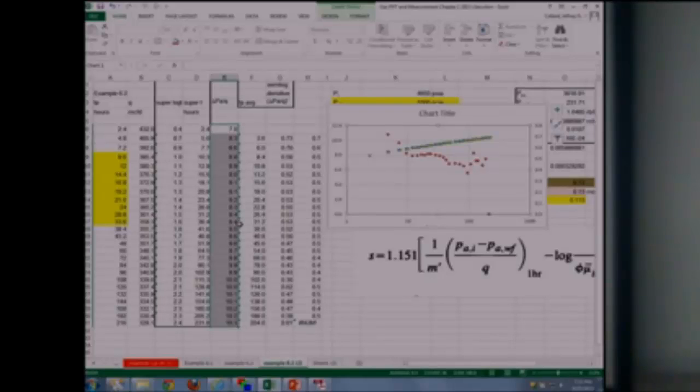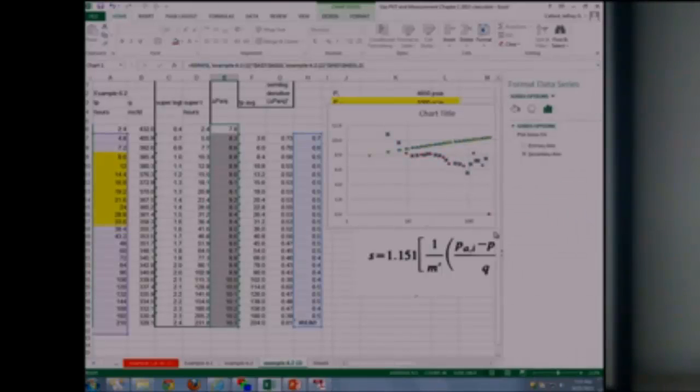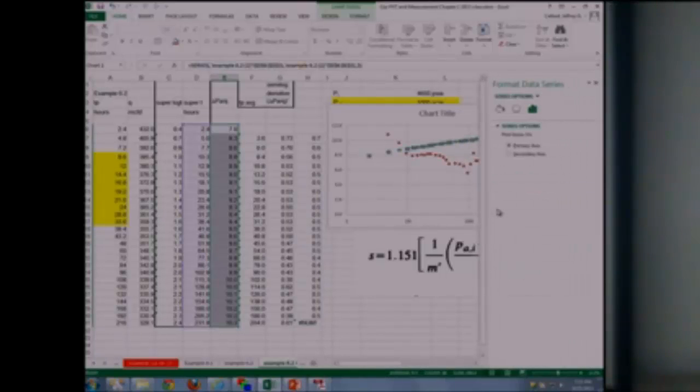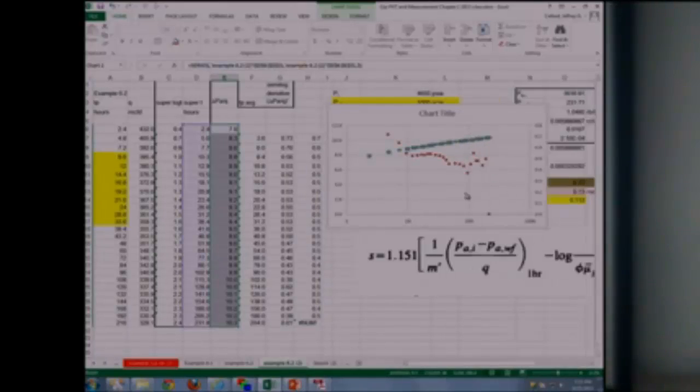When I change my other one to secondary, it flips the other one back. Well, just make sure, to get this secondary, just format data series and make sure it's secondary. These two that are in line should both be primary. Okay. So now I'm going to look at my derivative. I feel like I've got an improved data set. Let's see if I improved my derivative.